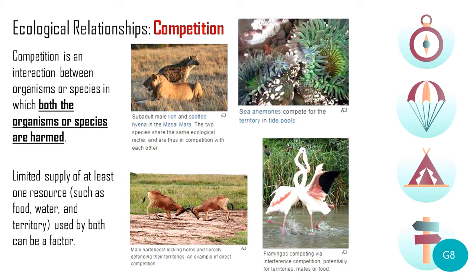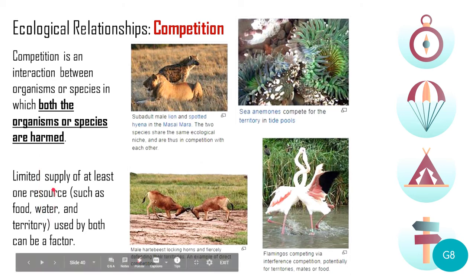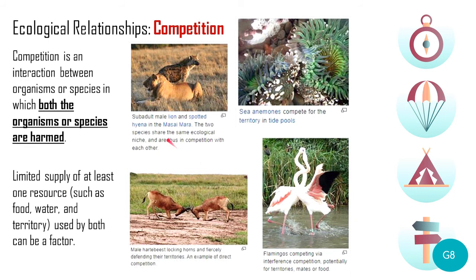Next will be competition. This is an interaction between organisms or species in which both of the species are harmed in the process. This is because of a limited supply of one resource, such as food and water, or sometimes even mates, or females in the species, and use by both species can also be a factor for their competition. So examples of that would be a male lion and spotted hyena. Both of them have the same ecological niche. So they have the same ecological roles in the ecosystem. So they are in competition with each other.